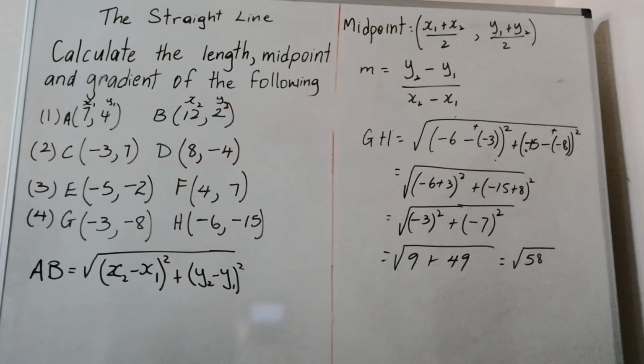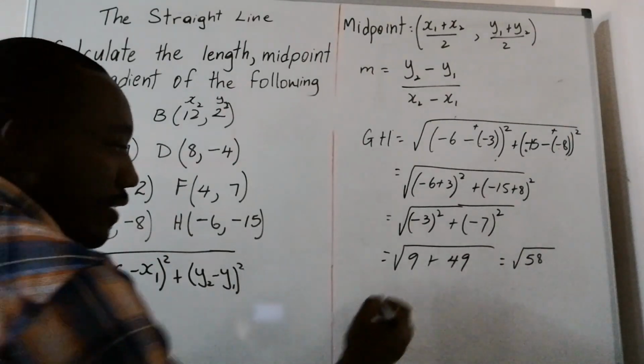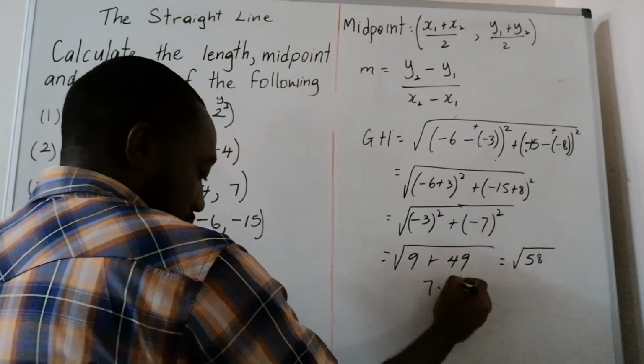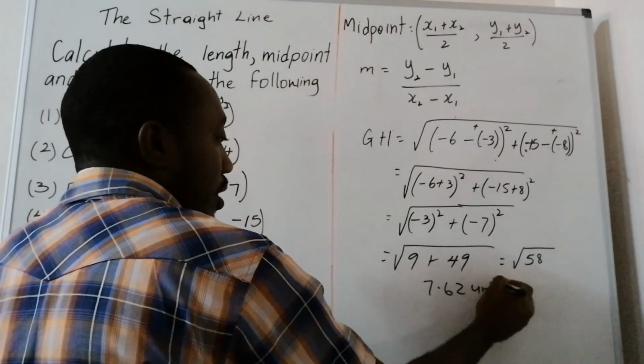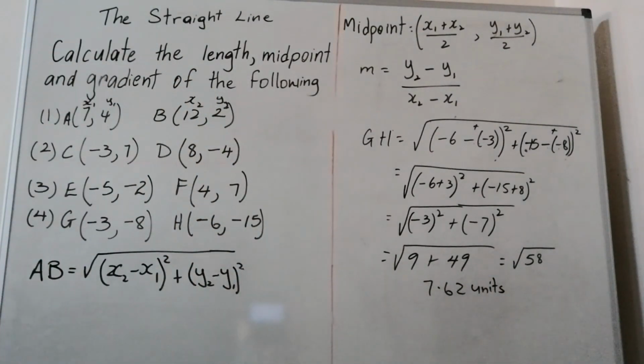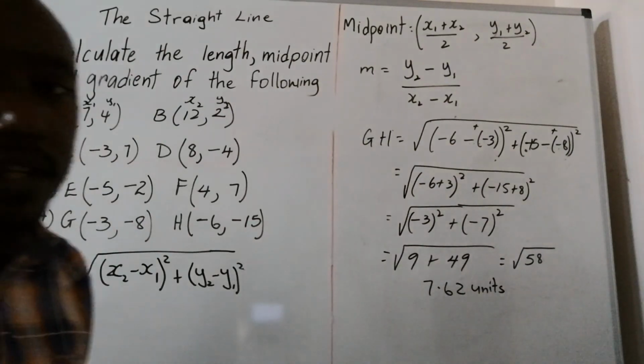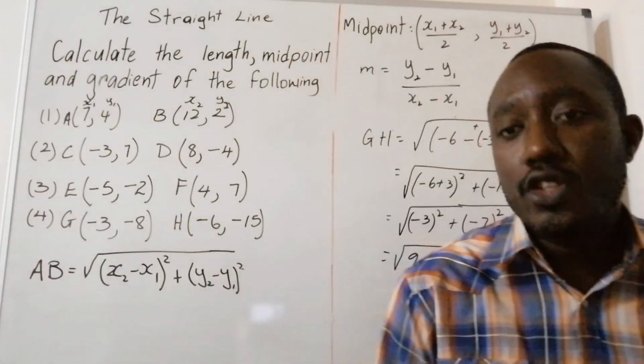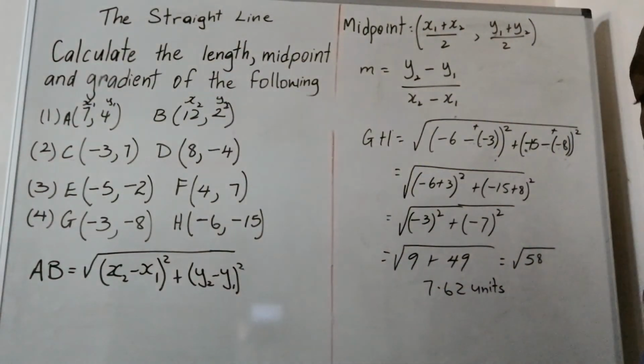The square root of 58 is approximately 7.62 units. And there we have how to find the length, the midpoint, and gradient of 2 points on a straight line. In our next class, we'll begin talking about the equation of a straight line.